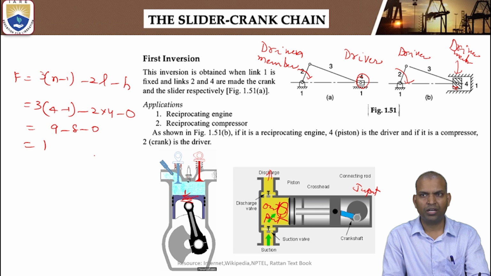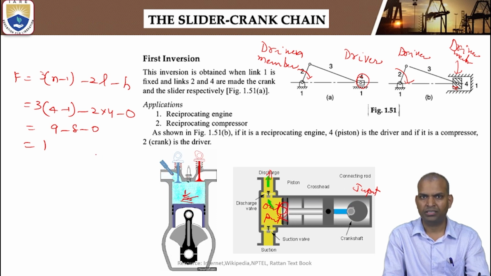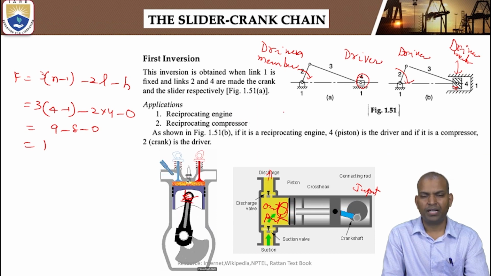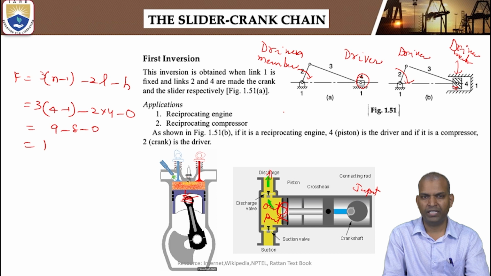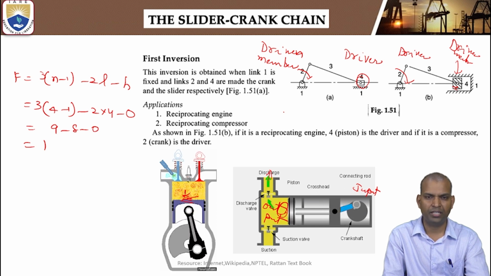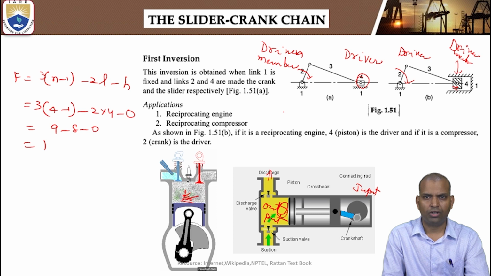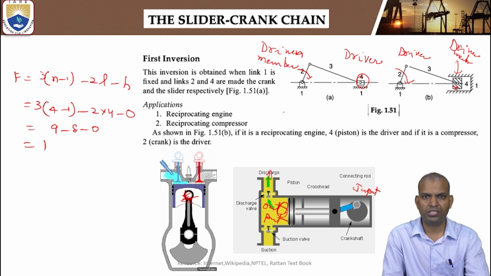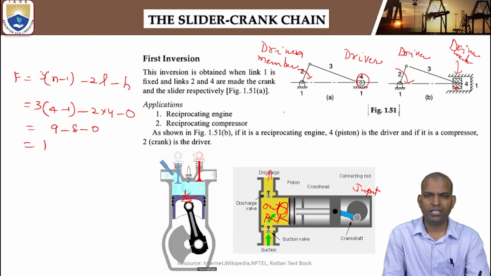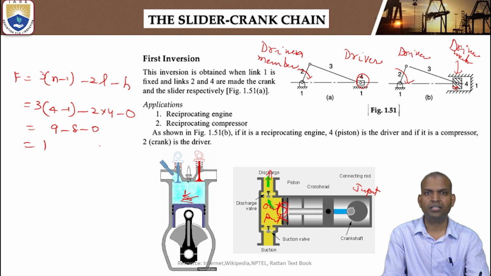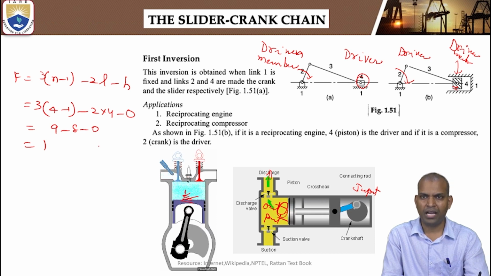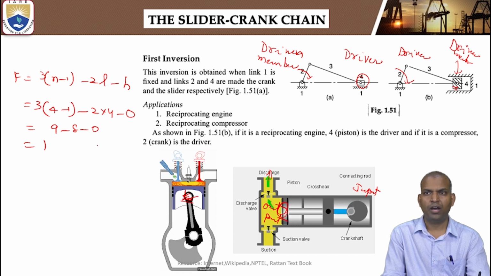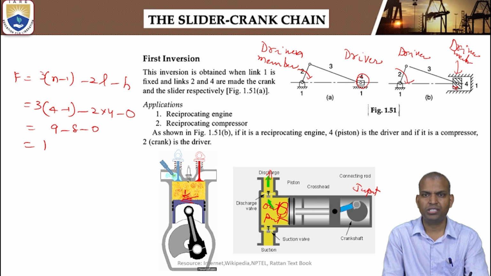So what is the significance of this degree of freedom? For the first inversion, the degree of freedom is equal to 1. So the degree of freedom concept is based on the number of links, number of lower pairs and number of higher pairs. In all these inversions, the number of higher pairs is equal to 0. But the number of lower pairs and number of links are modified. Now that is the degree of freedom for the first inversion.